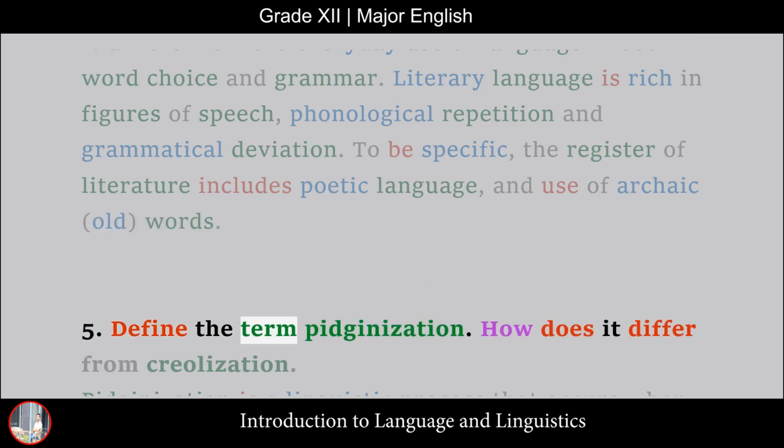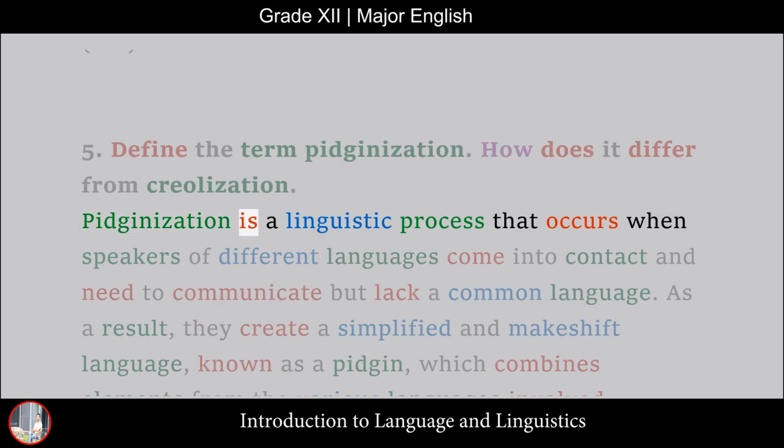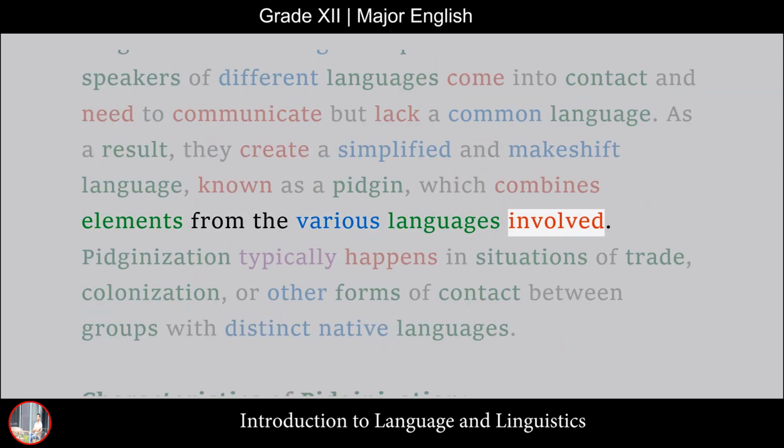5. Define the term pidginization. How does it differ from creolization? Pidginization is a linguistic process that occurs when speakers of different languages come into contact and need to communicate but lack a common language. As a result, they create a simplified and makeshift language, known as a pidgin, which combines elements from the various languages involved. Pidginization typically happens in situations of trade, colonization, or other forms of contact between groups with distinct native languages.